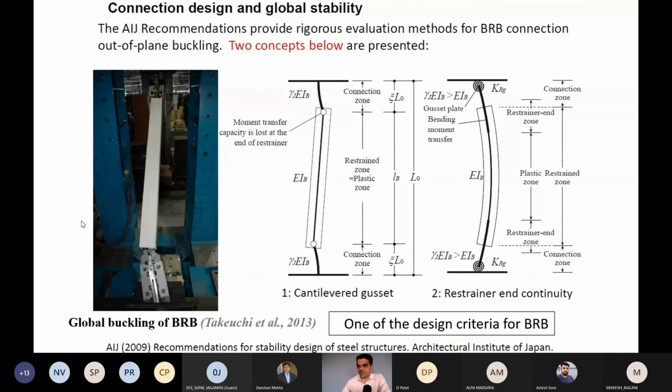Okay, so this is the connection we can see during testing. So if we talk about AIJ, there is a recommendation to provide rigorous evaluation methods for BRB connections for out of plane buckling.